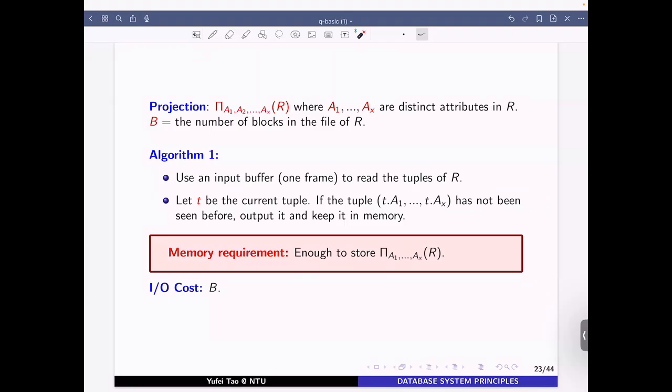We're going to talk about 2 algorithms. Okay, so this is the first algorithm. This algorithm says the following. It is a fairly simple algorithm.